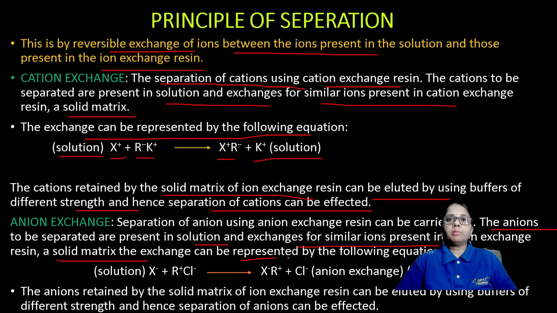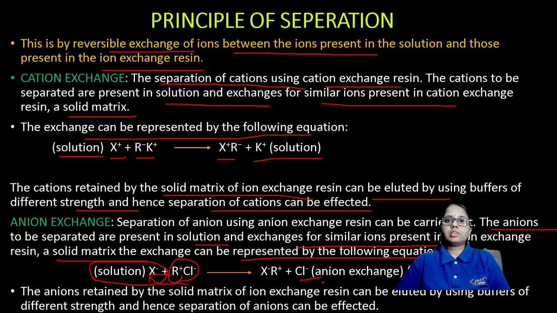Okay, so it can be represented by the following equation. That is, if the solution contains these negatively charged particles and the resin contains R plus and Cl minus, then how is this exchange going to take place? X minus and R plus are going to form a complex here. That means exchange is going to take place, thereby chloride ions are going to be eluted out.